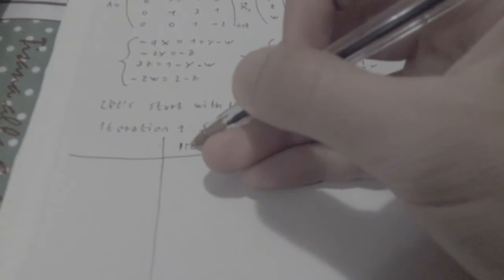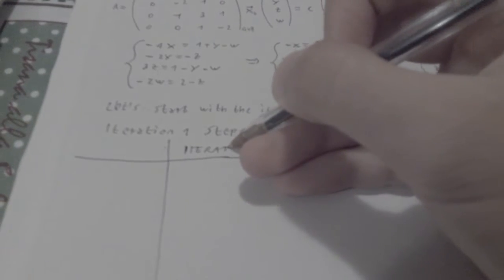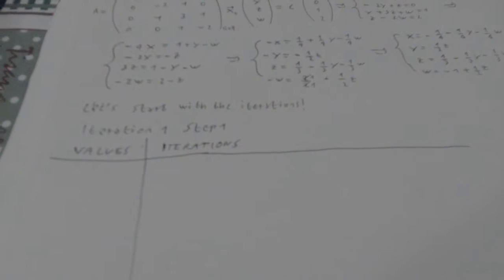So all right, I'm basically going to have a table here. Those are the iterations, and those are our values.